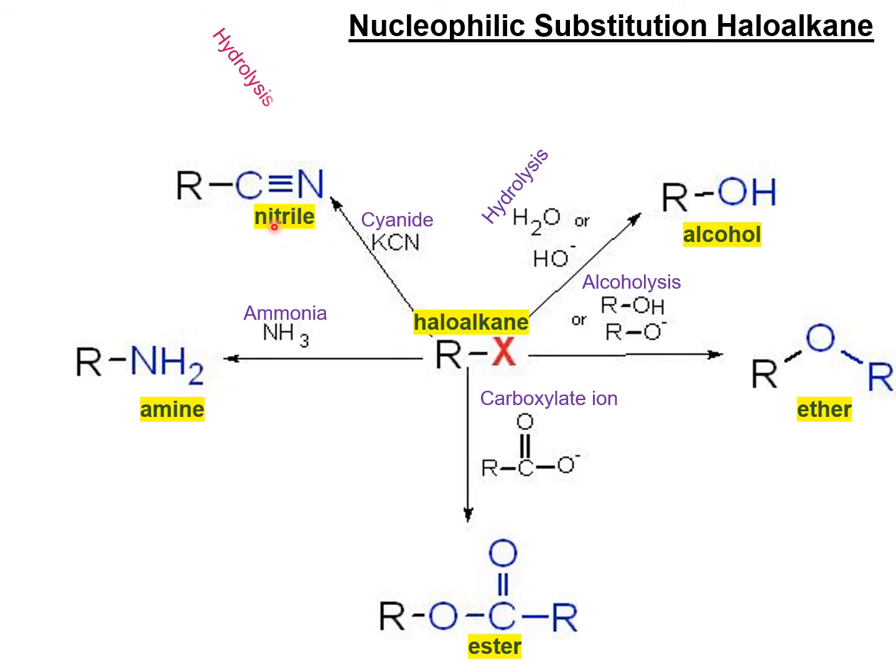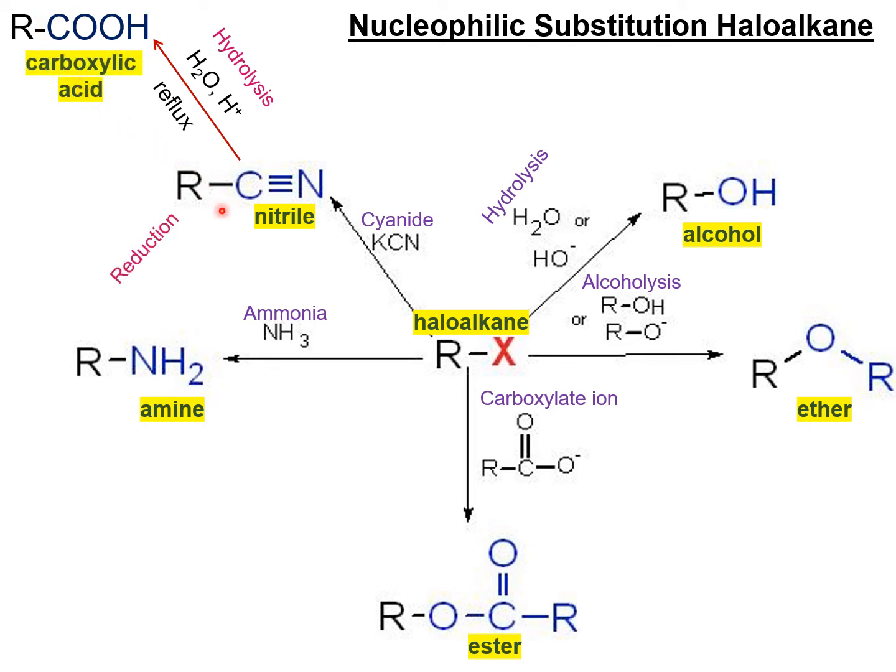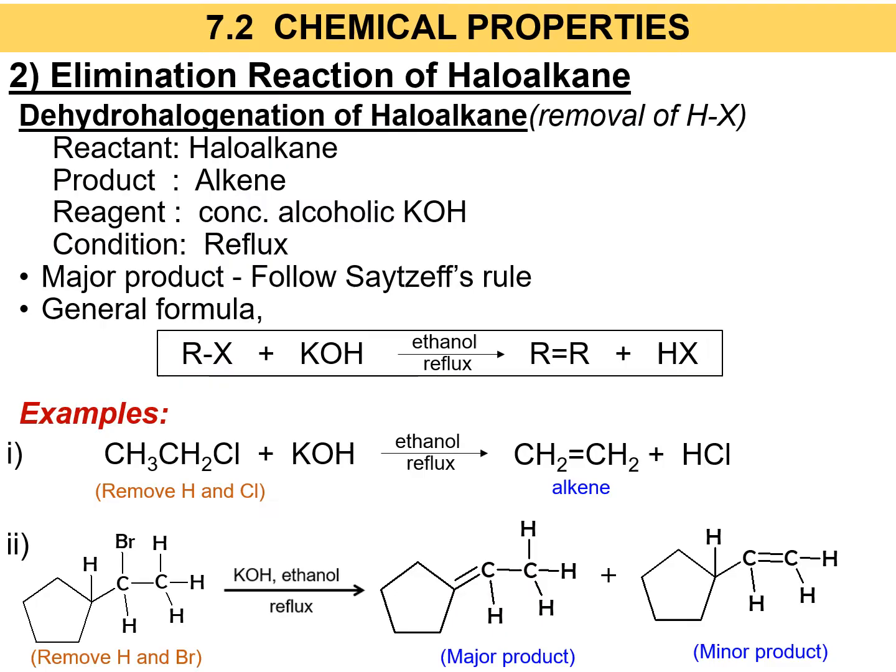Nitrile compound, dia ada dua further reactions yang dia boleh buat. The first one is hydrolysis with H2O, H plus dengan reflux, which will result in the formation of carboxylic acid. Okay. And then kalau buat reduction of the nitrile compound by using reducing reagent, we will get a primary amine.